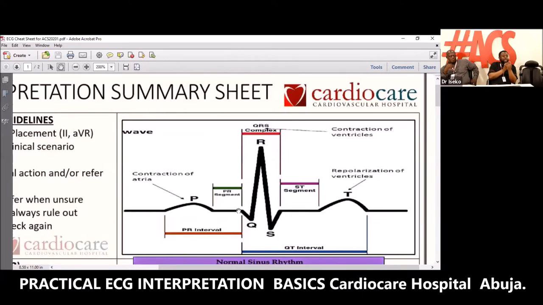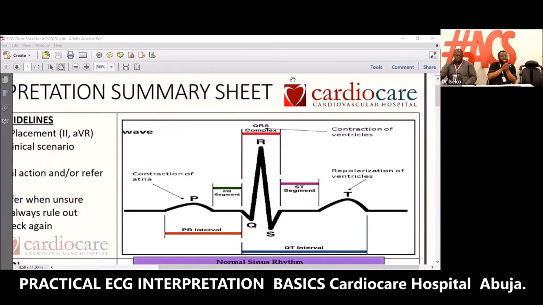Now, there is a rule that you must remember. Intervals, we measure how long. Segments, we check whether it's up or down. Segment, is it up or down? Interval, is it long or short? Just remember that. Interval is time. Segment is up or down. So the PR interval, you can see where it starts from, and you can see where it ends, at the beginning of the QRS. It's important when we start talking about heart blocks. Then you have the segments, the PR and ST segments.